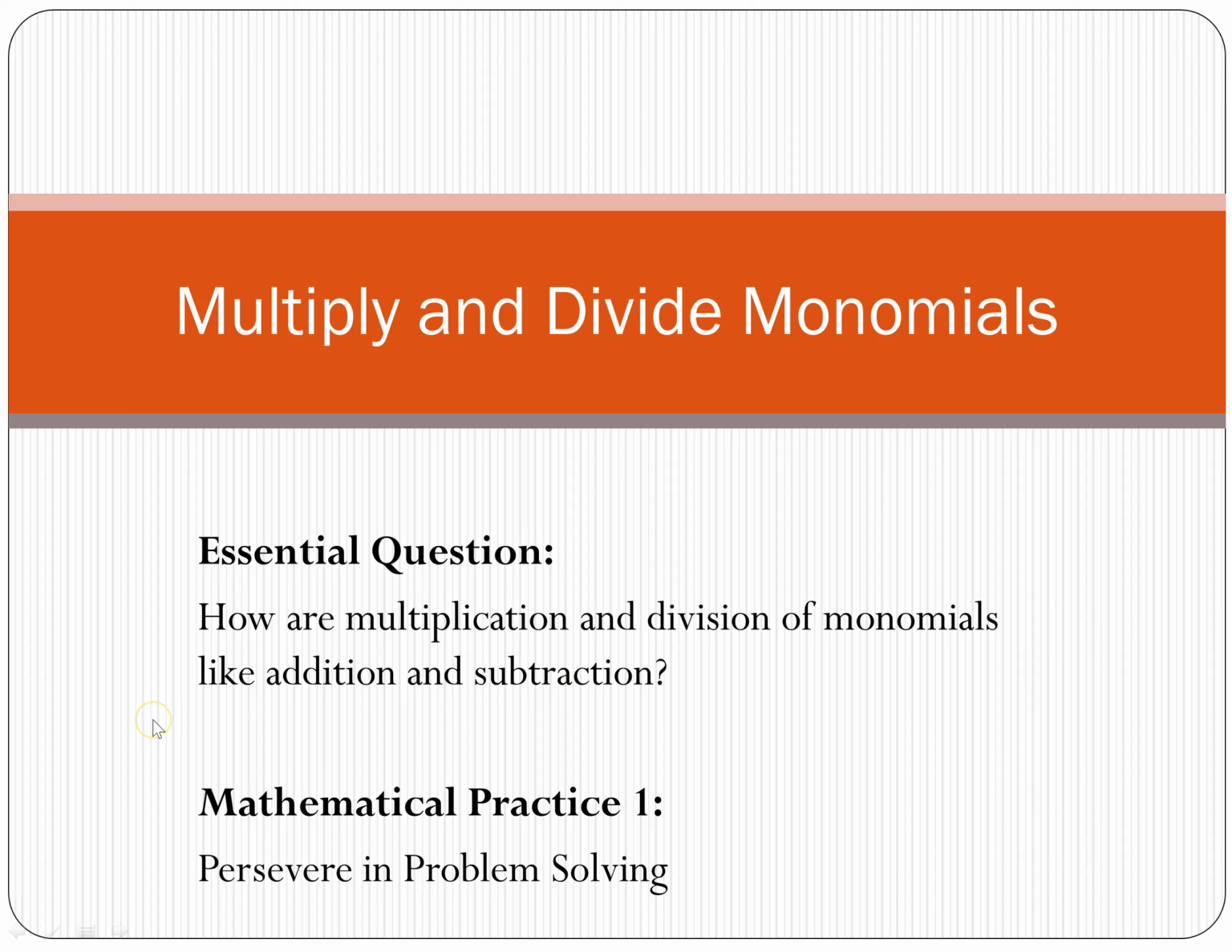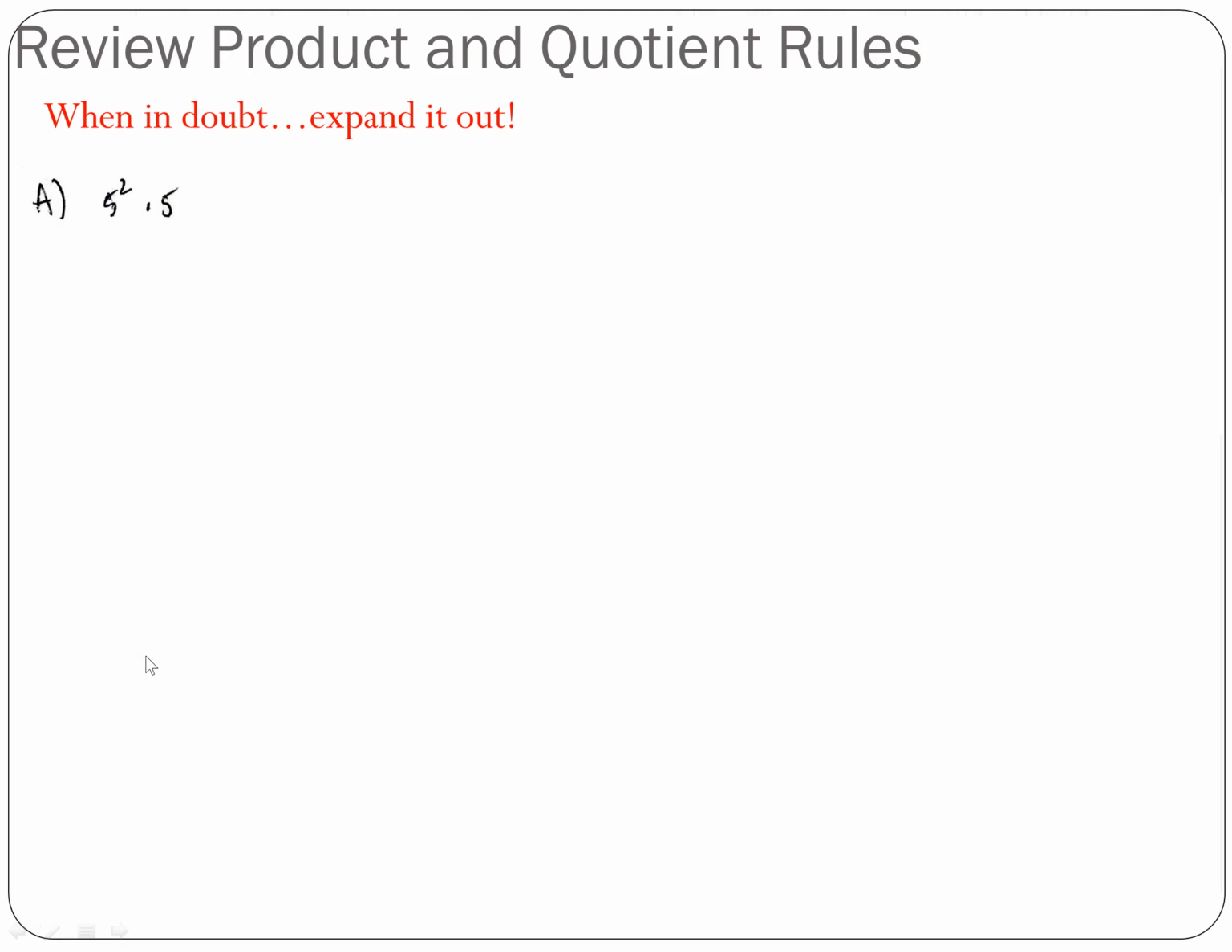Because addition and subtraction are easy. 1 plus 5, 10 plus 4, 10 minus 2, 5 minus 8. These are simple problems. So we want to see how that's connected to multiplication and division of monomials. All right. When we review, technically you guys should have seen this before in other math classes, but hey, it's my job to make sure you remember.